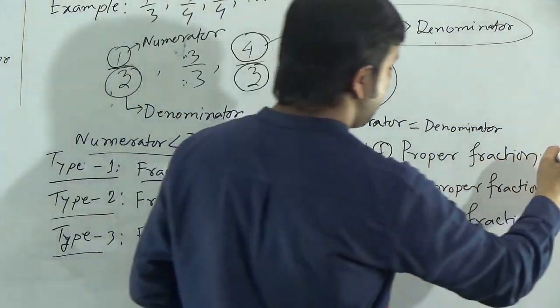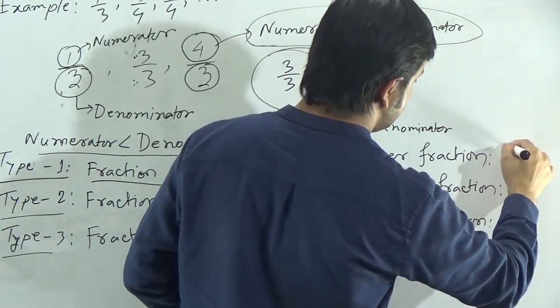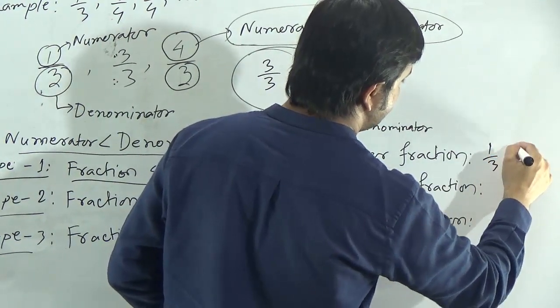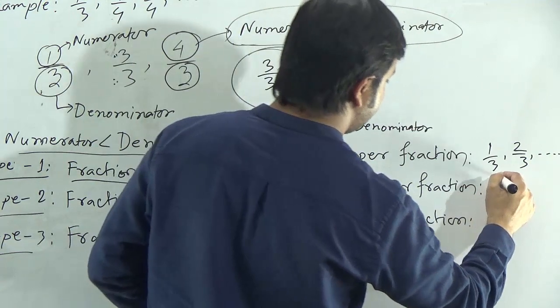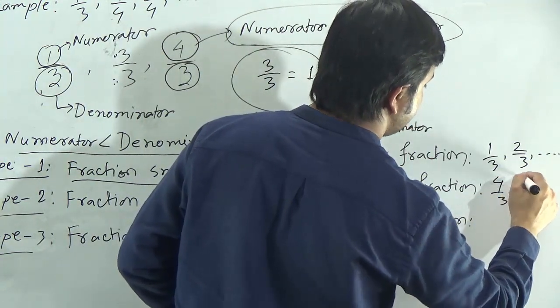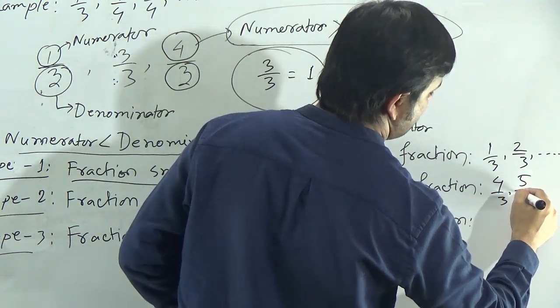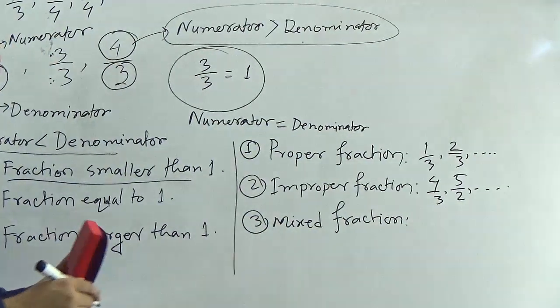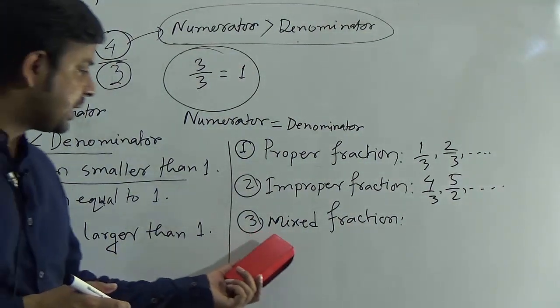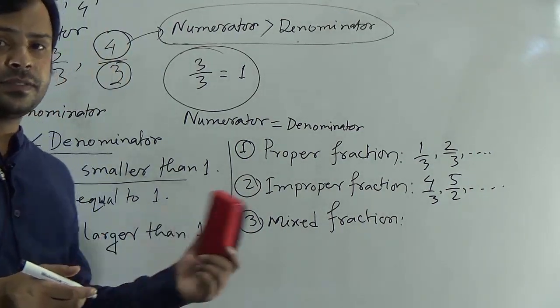It means that for proper fractions, we can write 1 by 3, 2 by 3, this type of fraction. And improper fraction is 4 by 3, 5 by 2, this type of fractions are known as improper fractions. Now another fraction here, that is mixed fraction.